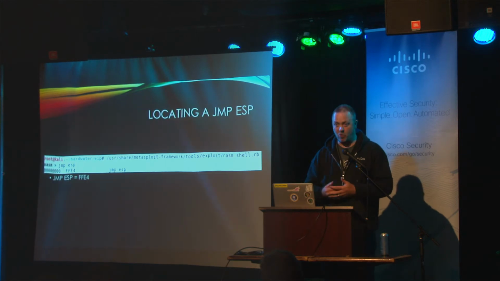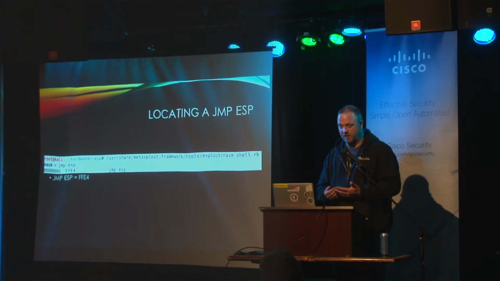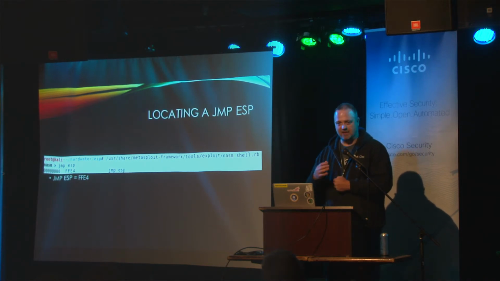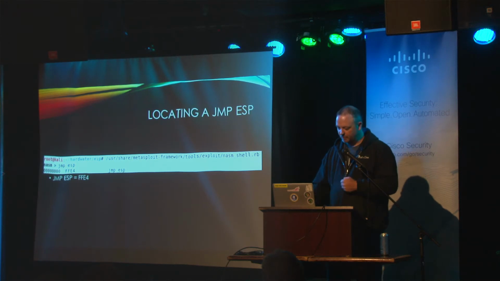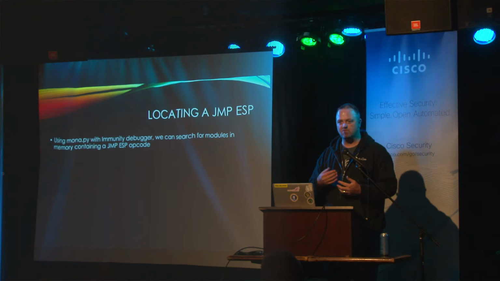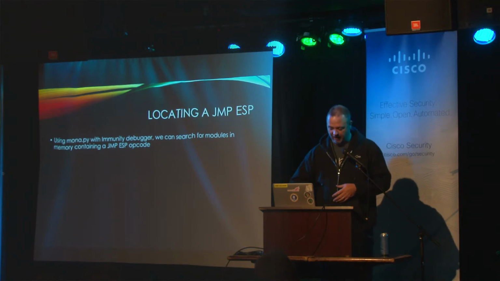So first we need to know what is a jump ESP. And for a jump ESP, we use NASM shell. Jump ESP is an assembly language instruction. It says jump to ESP. FFE4 is its opcode. So we need to find where is an FFE4, and we're going to use Mona. Mona is a plugin to the Immunity Debugger. You don't have to use Mona, but it makes your life easier, I find. So I'm going to take a look at that.